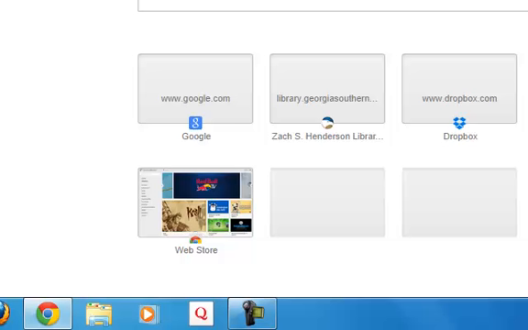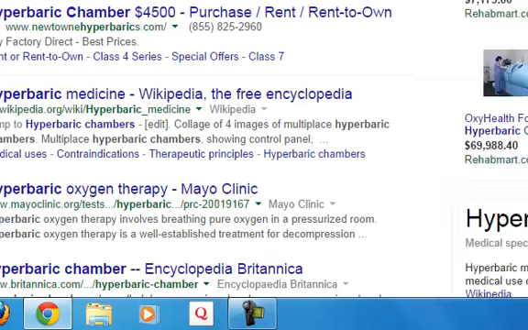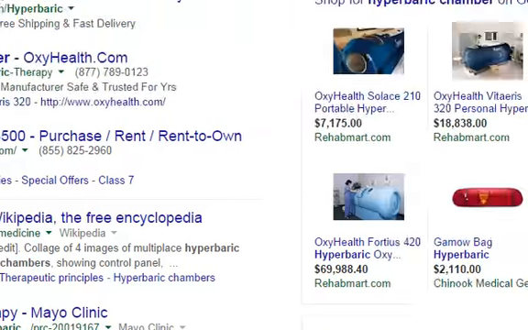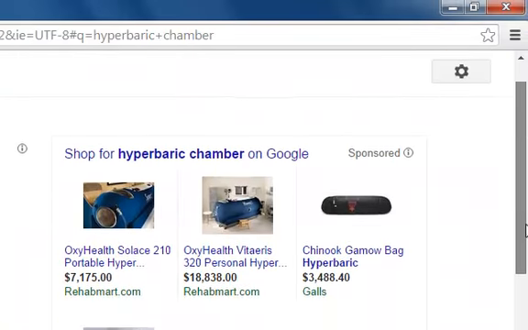Now that I'm at Google, I am going to start by simply doing a keyword search of hyperbaric chambers. And, well, I got hyperbaric oxygen therapy, but that's not quite what I want. Oh, there we go, hyperbaric chamber. And the first thing that pops up is an ad. Not really interested in any type of ads. So I'm just going to scroll on down.